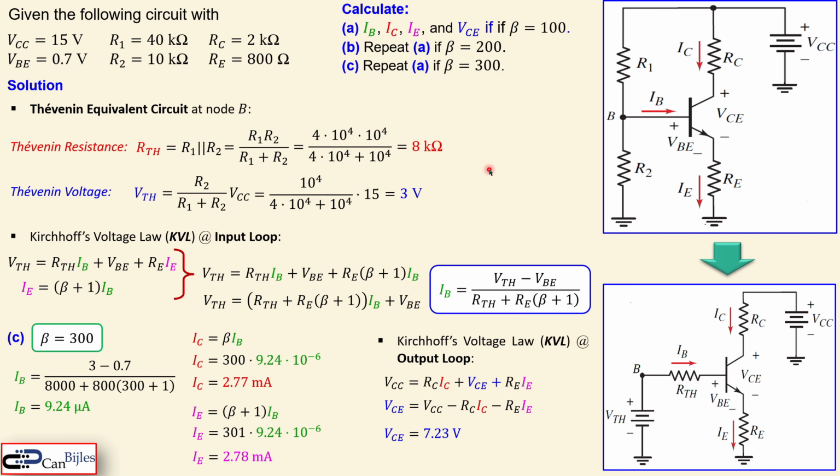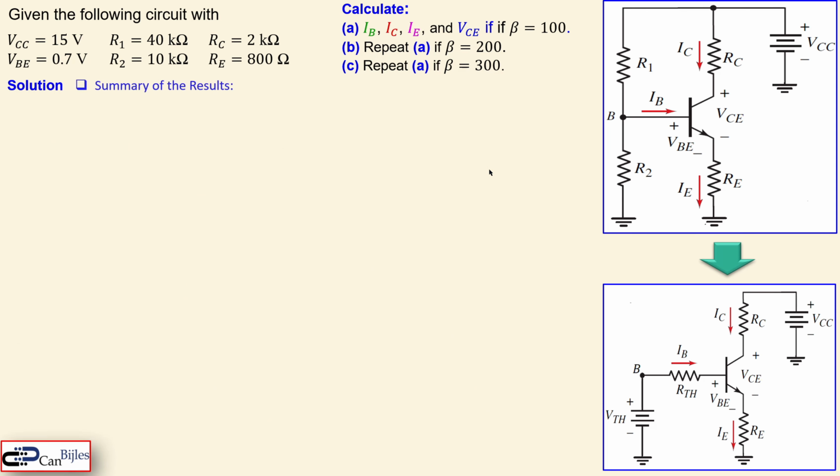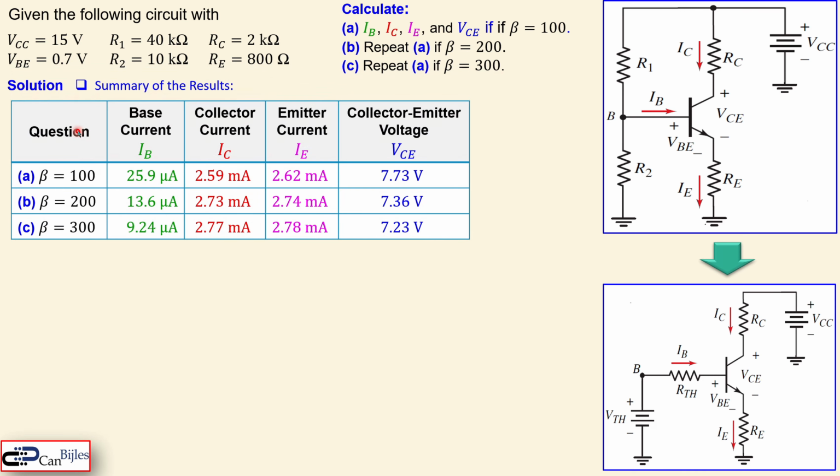four values here. Okay, let's make a summary of the results. It's always handy to have what we have just calculated. This is the question A, B, and C, and these are the betas 100, 200, 300, and this is the base current, collector current, emitter current, and the collector emitter voltage for each case. You can see the following here.